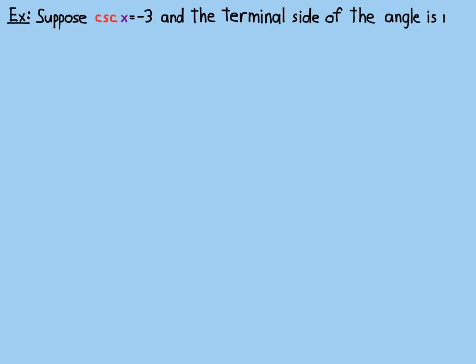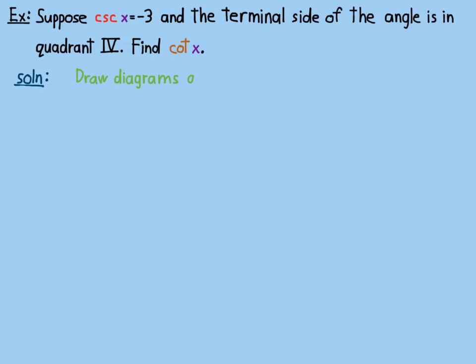In this video, we're going to do a somewhat different kind of example. Suppose cosecant x equals -3, and the terminal side of the angle is in quadrant 4. Find cotangent of x. Well, you need to draw a diagram or you're not going to be able to figure this out. So always draw diagrams for this kind of problem.